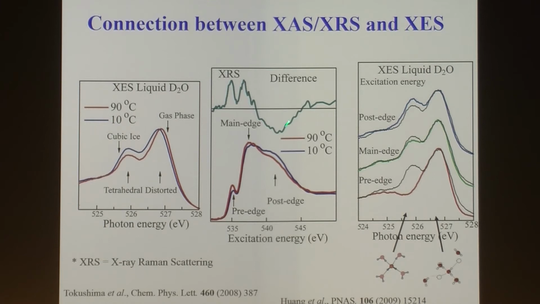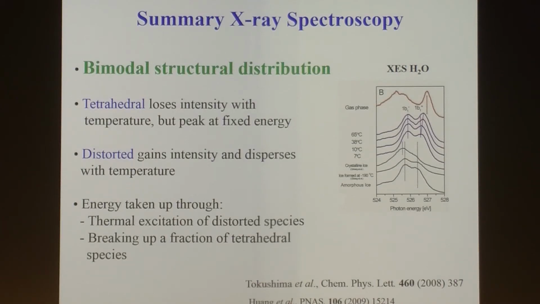If we excite here at the post edge, we're preferentially selecting tetrahedral molecules. And then we enhance this peak here, which corresponds to this one here. If we excite at the pre-edge, which we have said is due to broken hydrogen bonds, we only get one peak, this one here, which is the one that increases with increasing temperature. So we can selectively look at tetrahedral molecules and molecules with broken hydrogen bonds. There seems to be a bimodal structural distribution. It's either or.